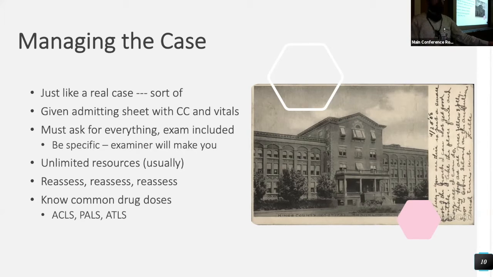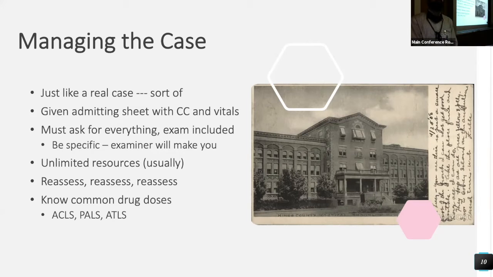The difference is you have to ask for everything, right? You don't have the benefit of seeing the patient or hearing how they're breathing, so you have to ask for things that maybe you wouldn't normally need to because you're physically there in the room. And you have to be really specific, and that's on your exam too. You can't just say, I want to do an abdominal exam. Maybe the examiner is going to tell you, okay, you did an abdominal exam, it was totally normal, everything was normal.